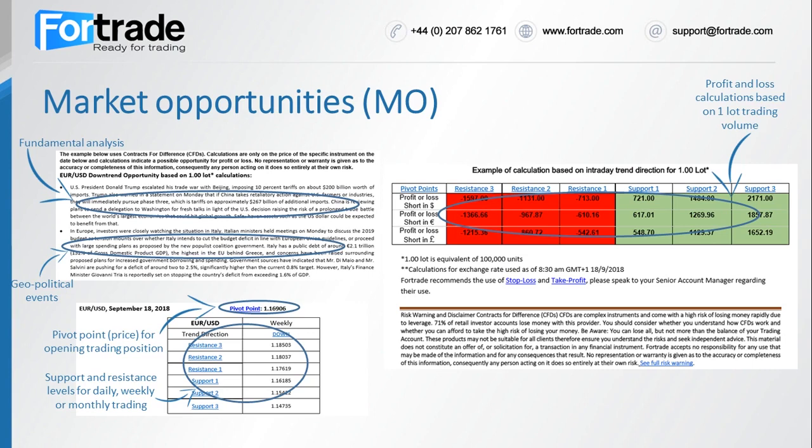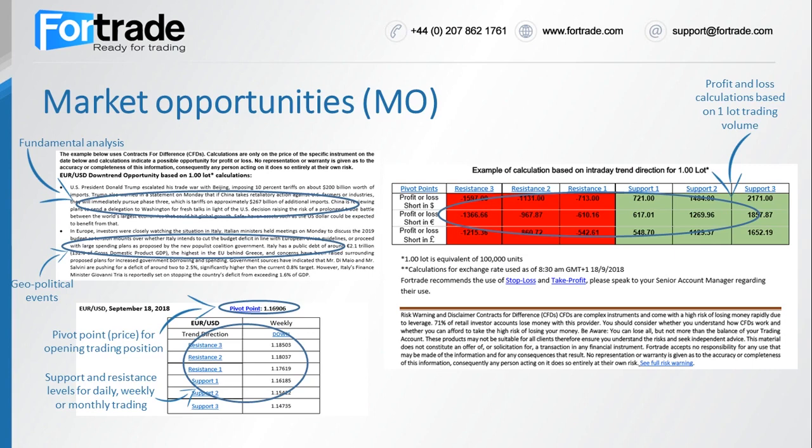When using a market opportunity, it's vital to look at the pivot point on which the calculations are based. In this instance, if the price reaches the 1.16906 level that you can see on the left bottom hand side of the screen, this shows the right moment in our estimation for opening a trading position. You can see on the other side, on the right hand side of the screen, the trend direction and the time period.